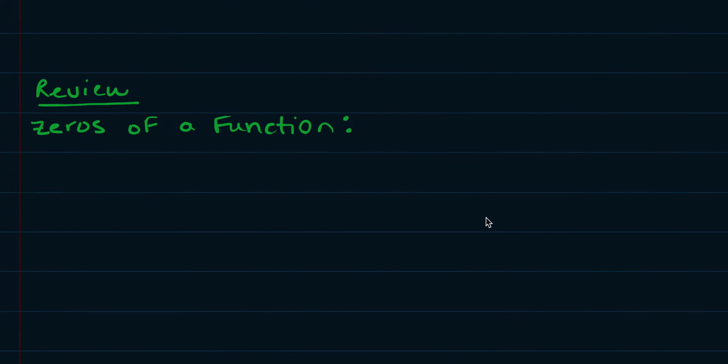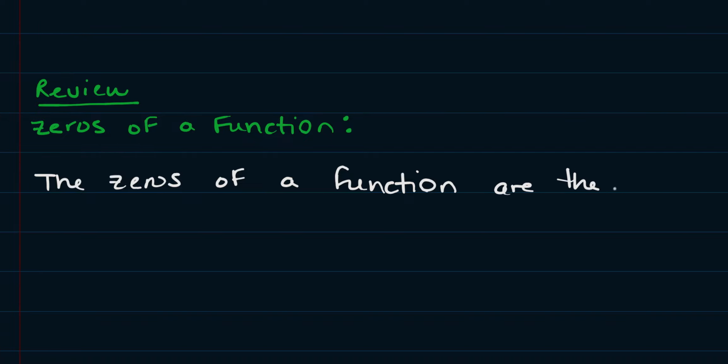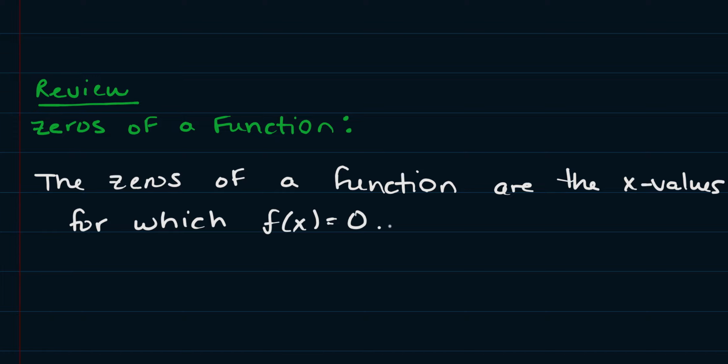Let's talk about zeros of a function. So let's recall that a zero of a function is an x-intercept. So the zeros of a function are the x values for which f of x is equal to 0. So these are also the x-intercepts.